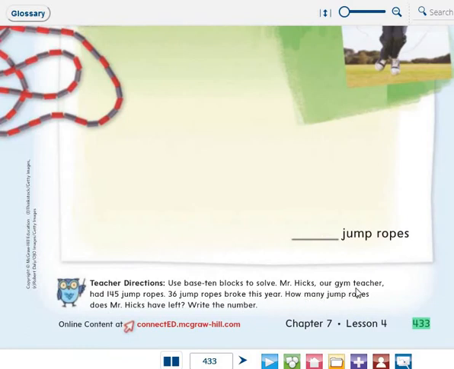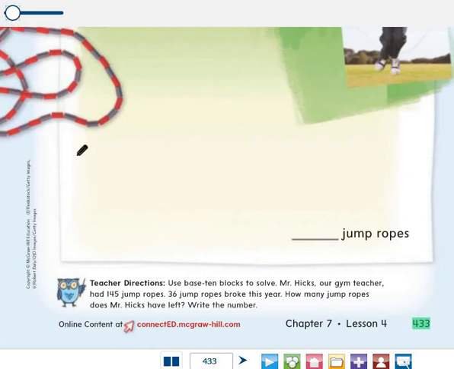Mr. Hicks, our gym teacher, had 145 jump ropes. 36 jump ropes broke this year, unfortunately. The question is, how many jump ropes does Mr. Hicks have left? Write the number. What do you think, grade 2? How can we solve such a problem? Yes, we need to subtract.